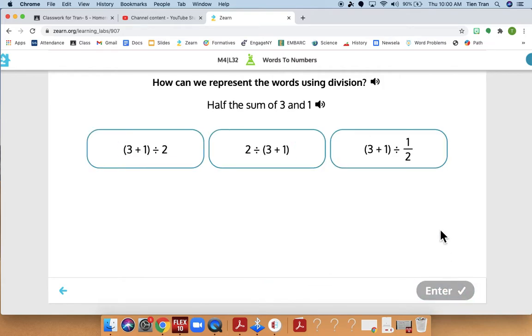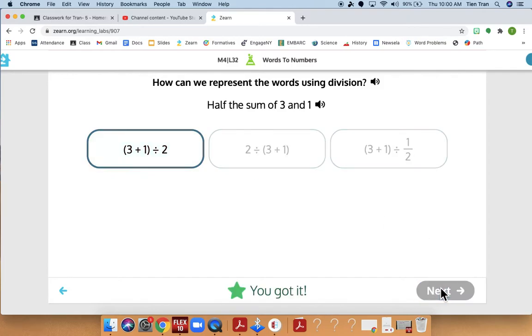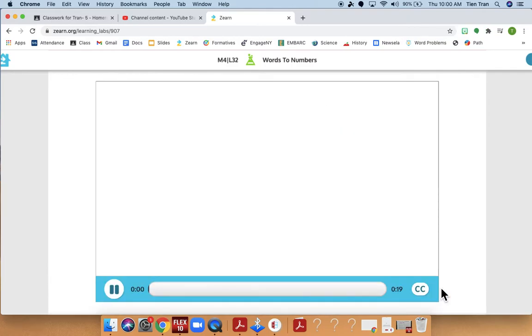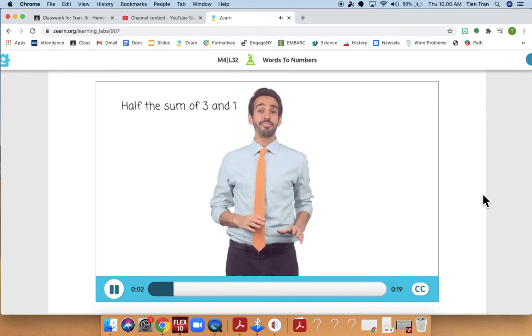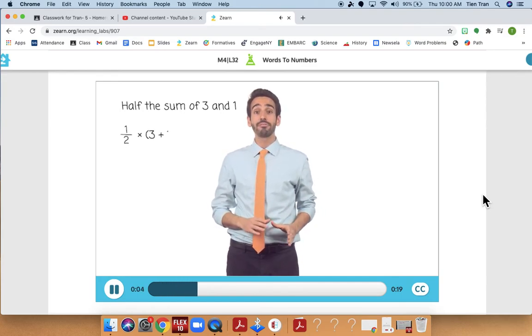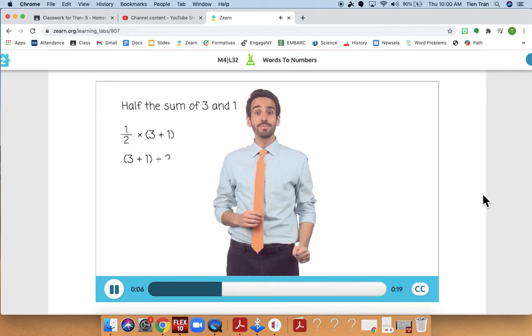Okay, now it says, can we represent the words using division? Yes, you can definitely use division, right? So if we're using division, then we would write it as 3 plus 1 divided by 2. To show 1/2, we can multiply by 1/2, or we can divide by 2.